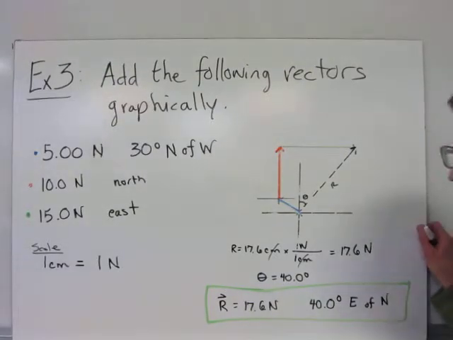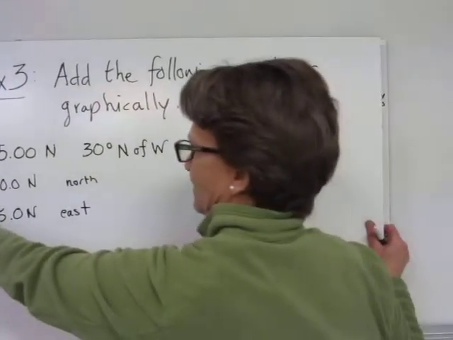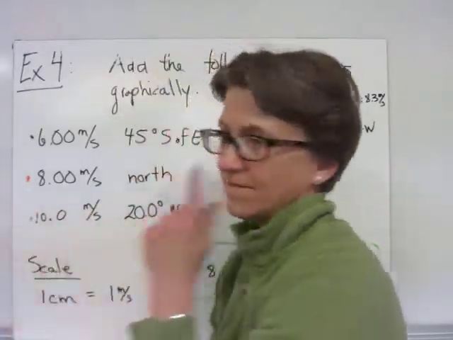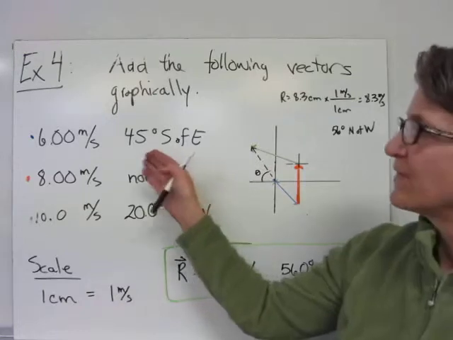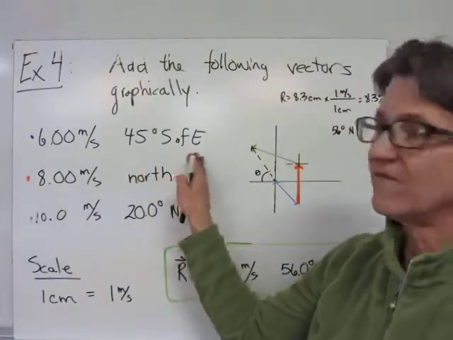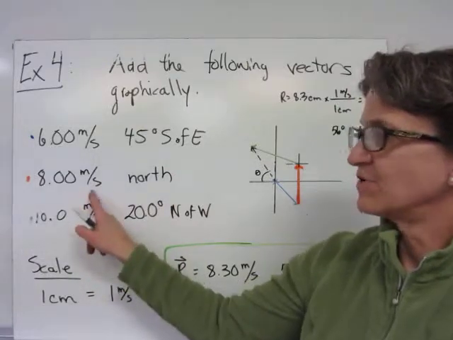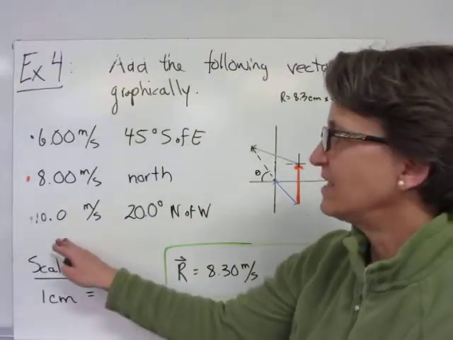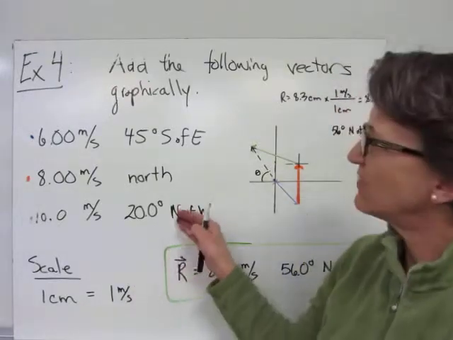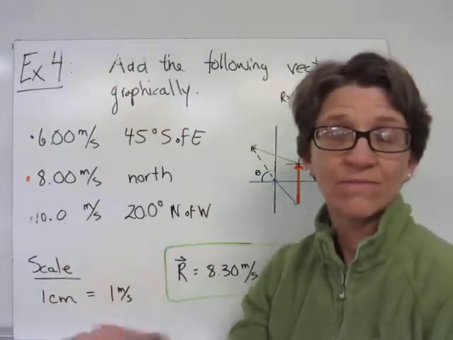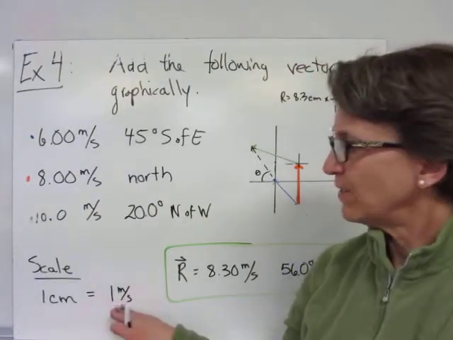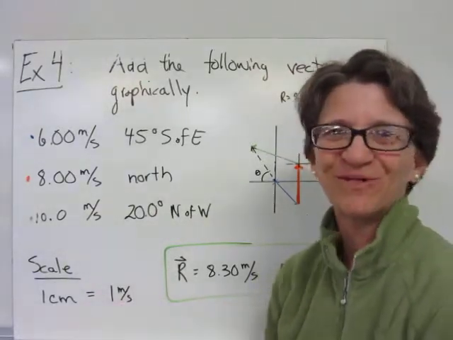I have one more example for you. This time, let's add these vectors. I have 6 meters per second at 45 degrees south of east, 8 meters per second north, and then 10 meters per second at 20 degrees north of west. So I have 2 that don't lie along the XY. My scale is just 1 to 1. 1 centimeter will represent 1 meter per second.